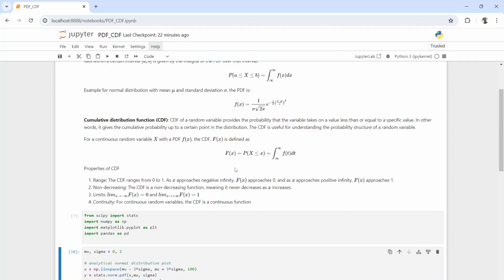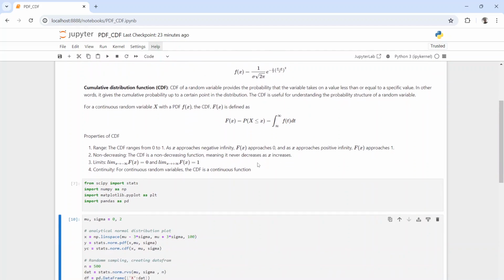The CDF is useful for understanding the probability structure of a random variable. For a continuous random variable x with PDF f(x), the CDF F(x) is defined as this. There are some properties by which you can identify the CDF.